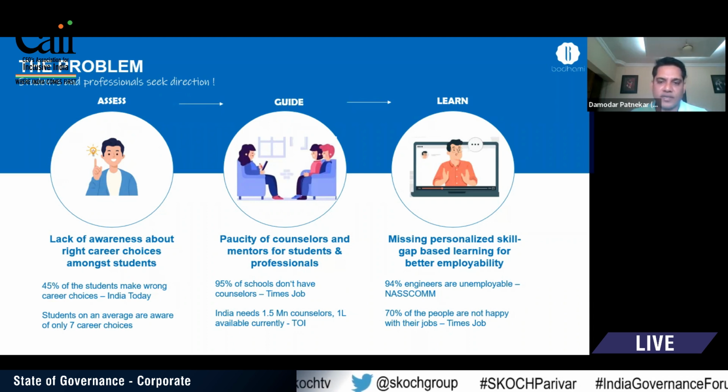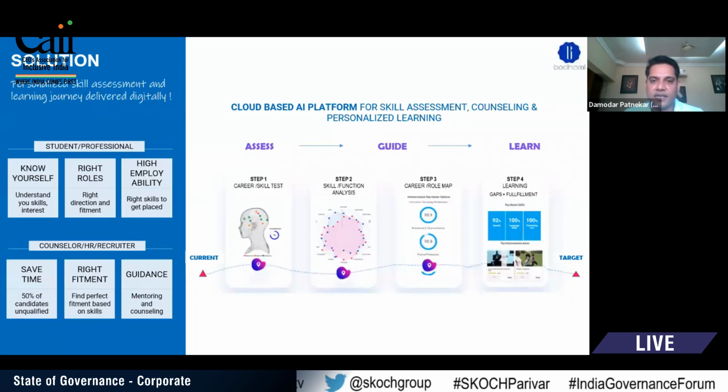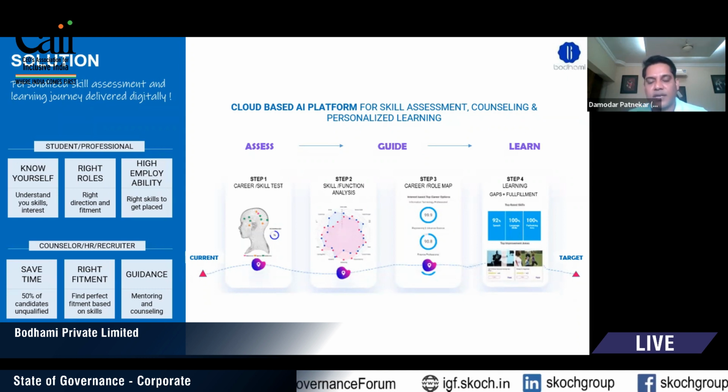Now, how are we trying to solve it? We have a very stringent framework on our cloud-based AI platform. The framework is made up of 3 steps: assessment, guidance, and learning. In terms of assessment, any student or professional would come onto our platform and take a career or a skill test. We would then look at the interest, the psychometric analysis, the personality, and the aptitude or skills of that particular individual, and draw out a profile of that individual.